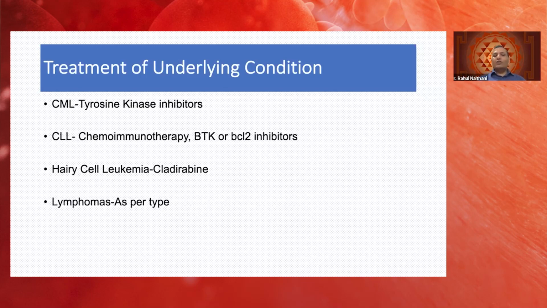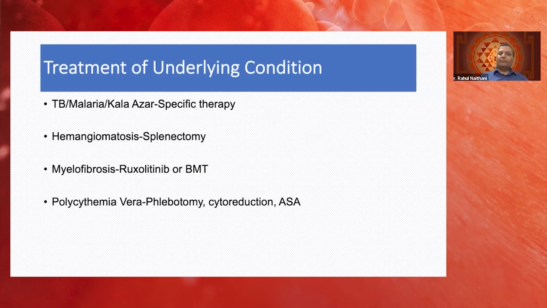And mind you, all of these are potentially treatable. So one does not actually need to treat the splenomegaly, you treat the primary cause. Again, if you have tuberculosis, malaria, Kala-Azar, you do the specific therapy, infectious mononucleosis, and similar other illnesses. Hemangiomatosis, if required, you do splenectomy.